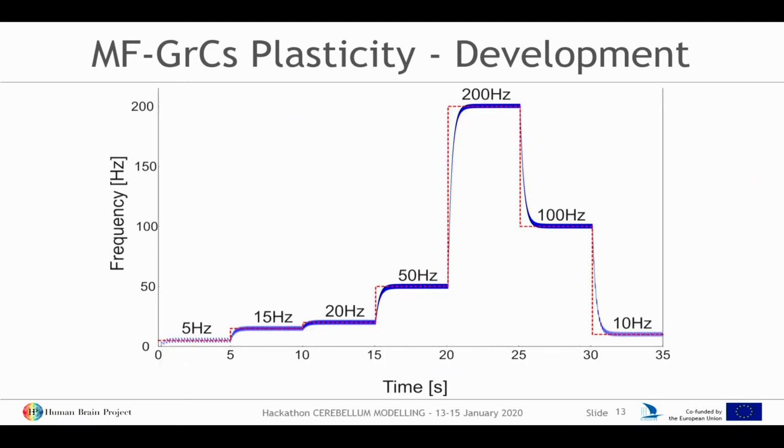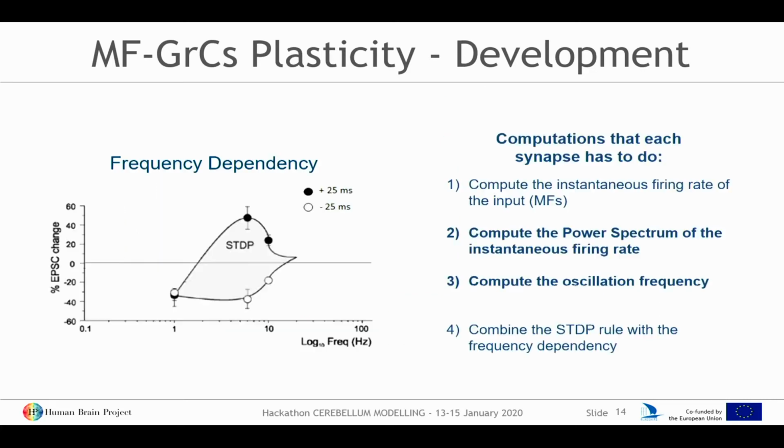So we have tested different parameters. We wanted to be able to track input frequencies from 5 up to 100 Hertz. We optimized those parameters to minimize errors, and this is the result that we obtained. So we are able to have a good measurement of the instantaneous input firing rate.